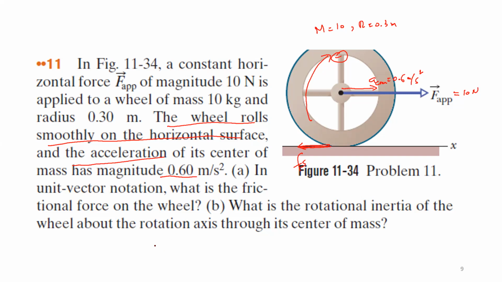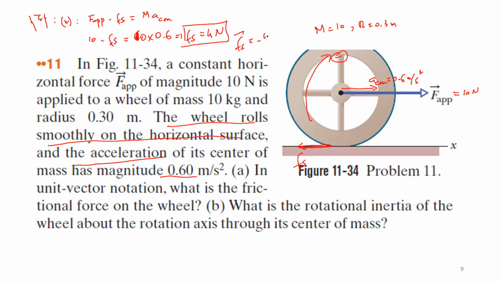Okay, so it's rolling. I have a translational motion. Let me apply Newton's second law to the translational motion along the x direction. Along the x direction, I will have F applied minus Fs is the mass of my wheel multiplied by the acceleration of the center of mass. So 10 minus Fs is equal to the mass, which is 10, multiplied by the acceleration, which is 0.6. So Fs will be equal to 4 Newton in magnitude. Now in unit vector notation, of course, Fs vector will be minus 4 Newton i hat, in the negative x direction.